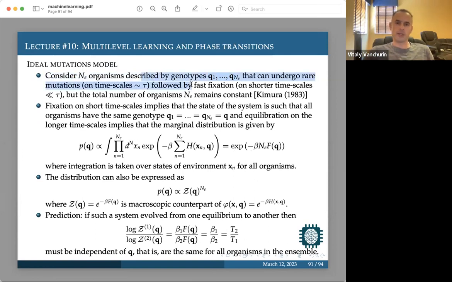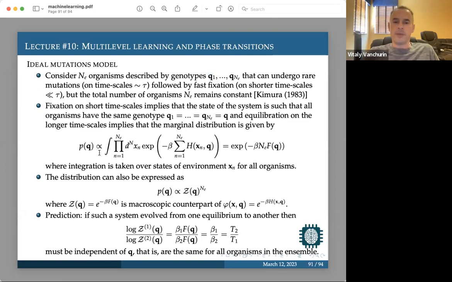Now, however, this model has one interesting feature. What it's saying is that this ensemble of organisms undergoes rare mutations. So the Q1 changes maybe to Q2 on some time scales. And after that, there is a fixation, meaning that all organisms in this ensemble will become of the type Q2. So you had all of them of Q1, then you had all of them of Q2, then you have all of them of maybe Q7. And then on those larger time scales, they keep going, right? And then the system comes to some equilibrium where, as a probability distribution over time, ensemble average, it goes through all those different states of Q.